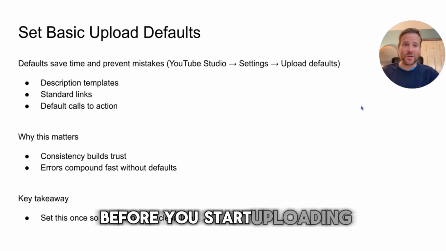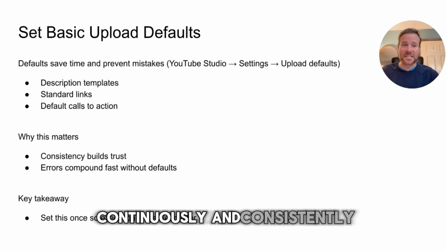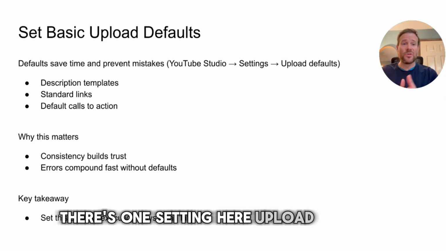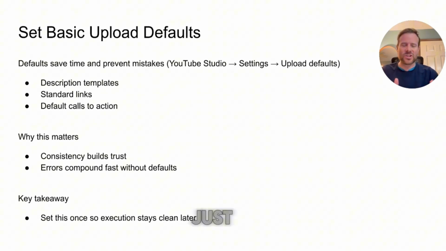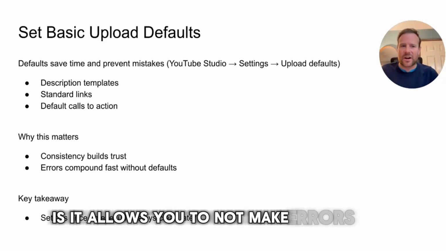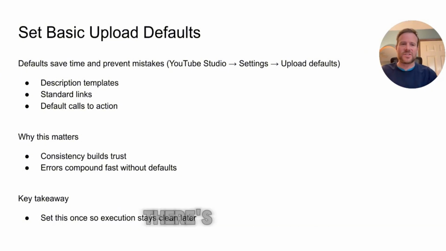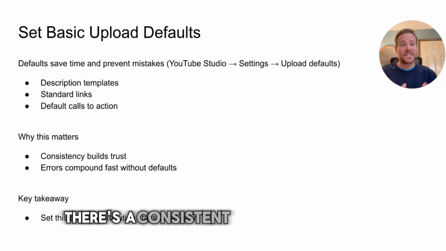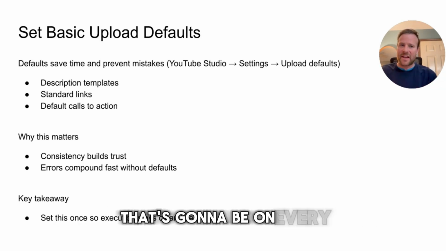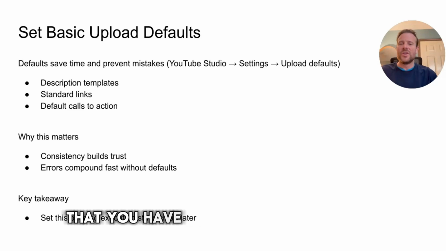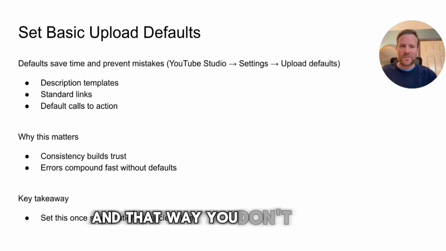Before you start uploading continuously and consistently, there's one setting here, upload defaults, that's going to help you be more consistent with your messaging. Meaning it doesn't replace the per video optimizations. What it does is it allows you to not make errors, right? There's consistent call to actions. There's consistent links that you want to your website. There's consistent disclaimers. There's a consistent message and brand that's going to be on every YouTube description that you have. You want to set those up, and that way you don't have to worry about them later.